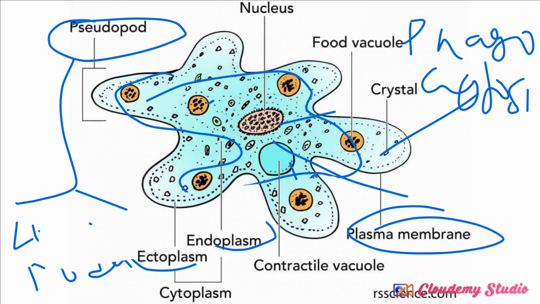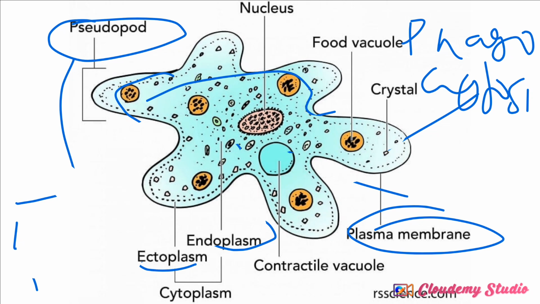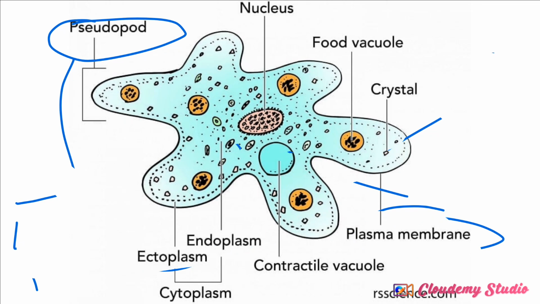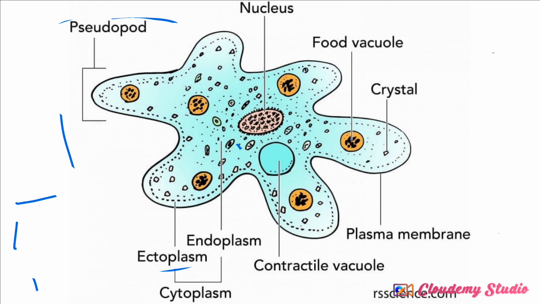Now, continue. Any food that they engulf using their pseudopod goes into the cytoplasm and it is stored inside the food vacuole. You get me now? Now, the waste material is passed out of the body by simple division, which means they also excrete by simple division.